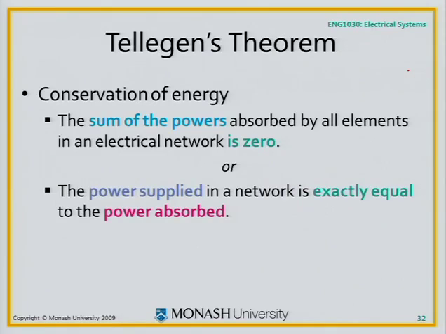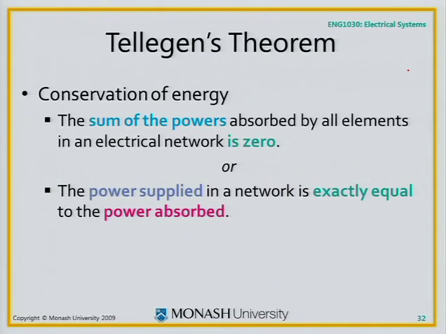So our first theorem that might help us analyse voltages and currents in circuits is called Tellegen's theorem, and it's essentially a conservation of energy. And it says the sum of the powers absorbed by all elements must be 0. In other words, if there's something absorbing 6 watts, there has to be something else in the circuit absorbing minus 6 watts or supplying it. It's just a conservation of energy, an energy balance.